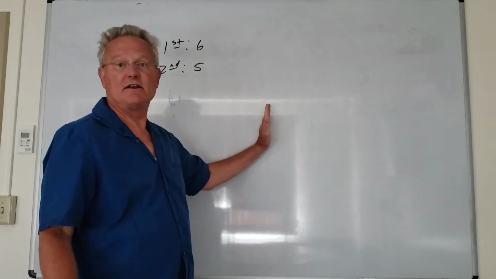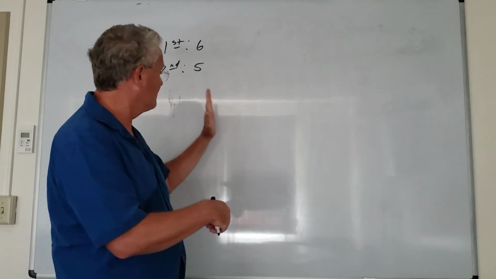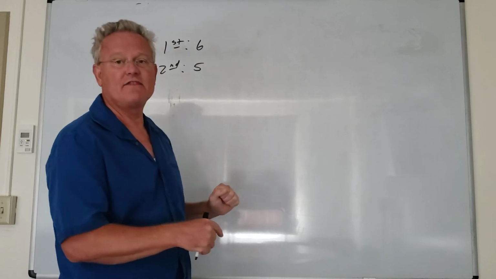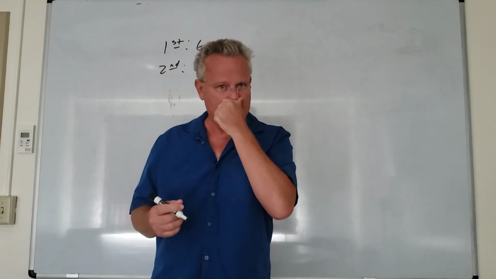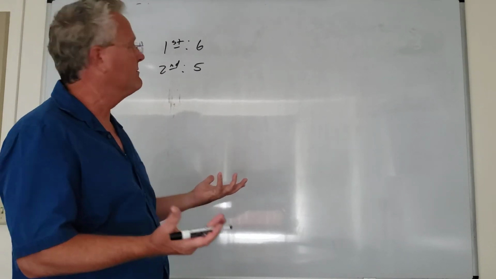These are independent events, which means when we toss the first die, whatever we get has no effect on what we're going to get on the second die. They're independent of each other. This one has no effect on the other one, so they're completely independent. So when they're independent, you just multiply the two probabilities.